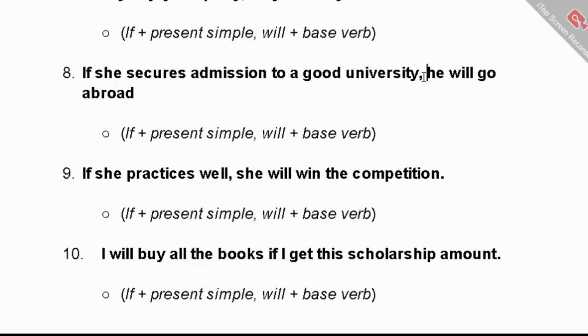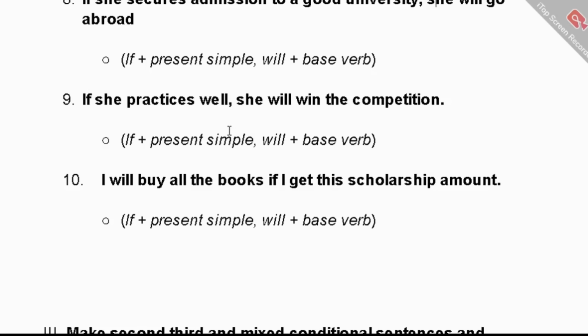Now let's move to see the next one. If she practices well, she will win the competition. Now if she practices well, present simple, she will win. Will plus V1, again is the first conditional. I will buy all the books if I get this scholarship amount. Again you can see I have used the result first, then the if clause here. You can use vice versa: if I get this scholarship amount, I will buy all the books. You can do either way.